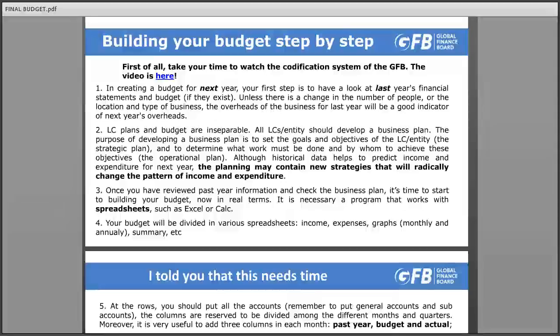Let's say that your LC or your entity has changed the focus from one program, that can be Incoming Global Talent, to Outgoing Global Volunteer. So this can change the pattern of the income.